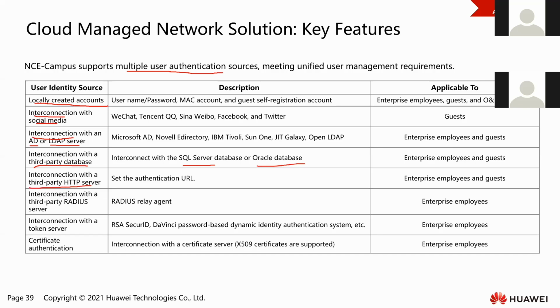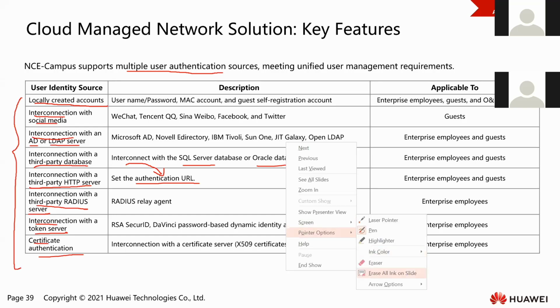Okay, we can set the authentication URL. So whenever the user tries to authenticate, our NCE campus will communicate with this authentication URL. And we also support third-party Redis server interconnection. We also support token server interconnection and certificate authentication. Okay, so these are all the authentication methods that we support inside our NCE campus.